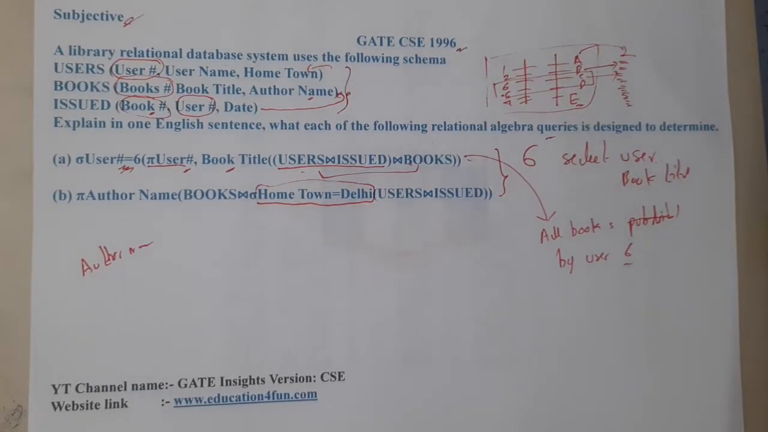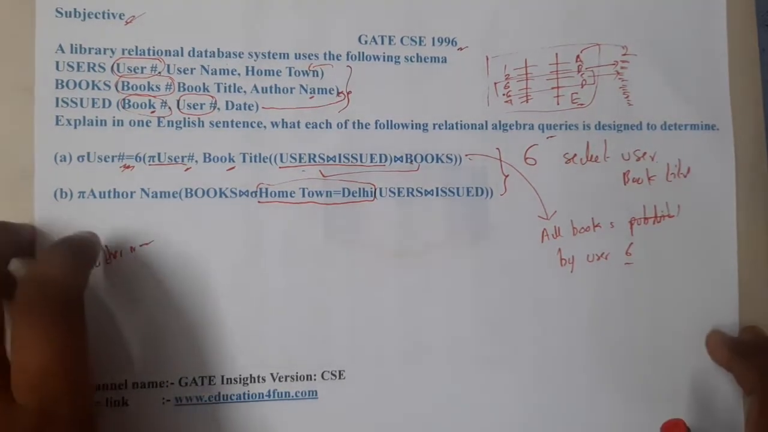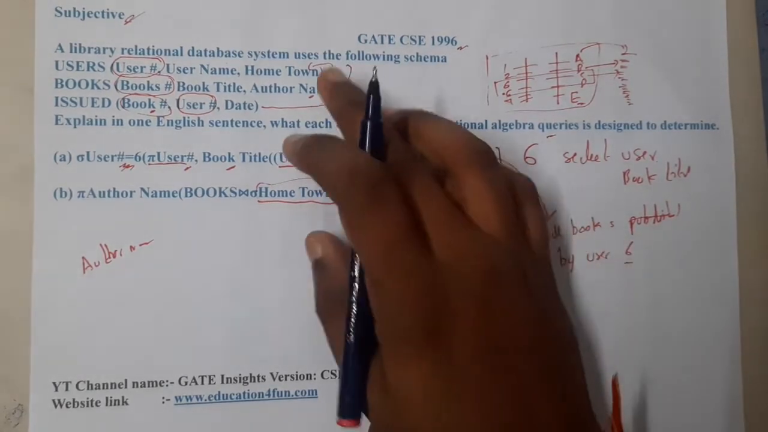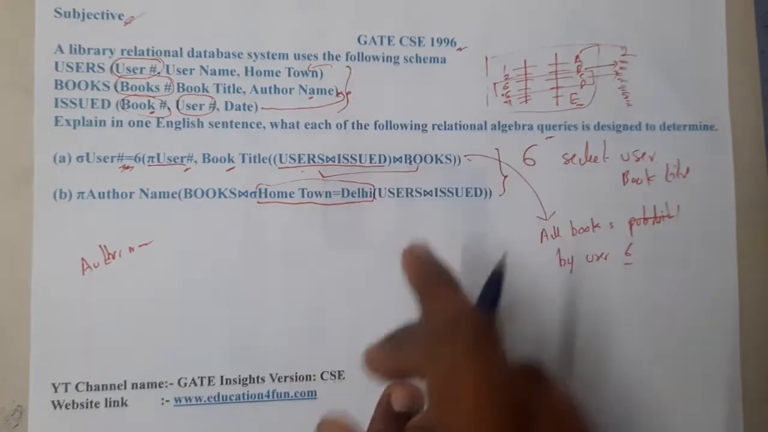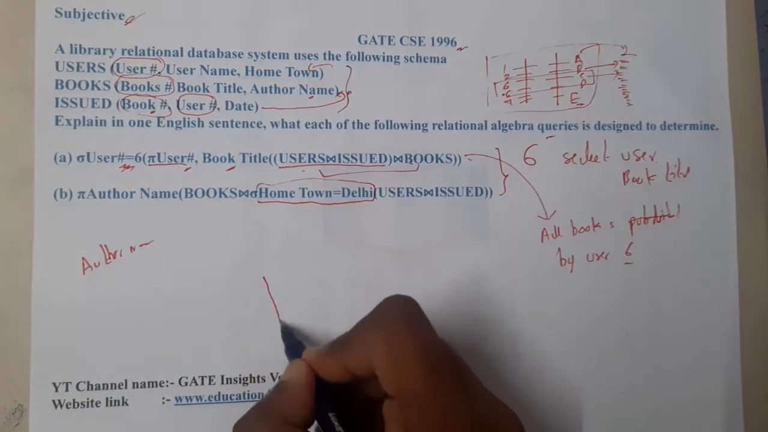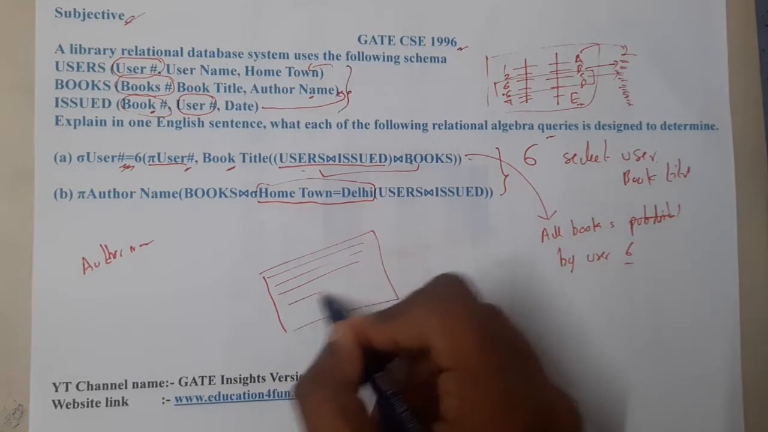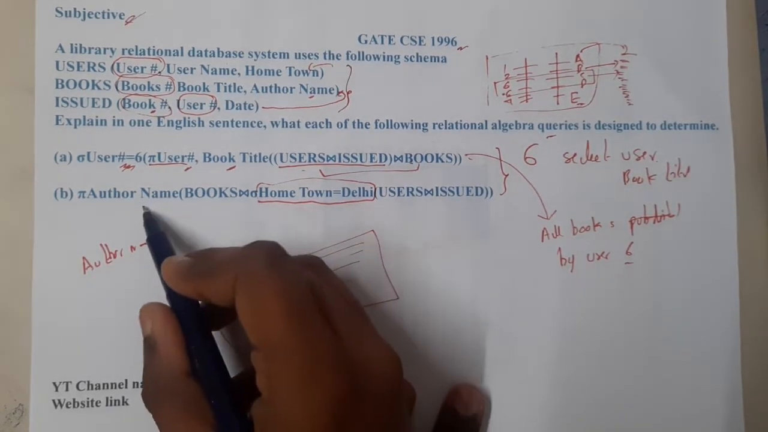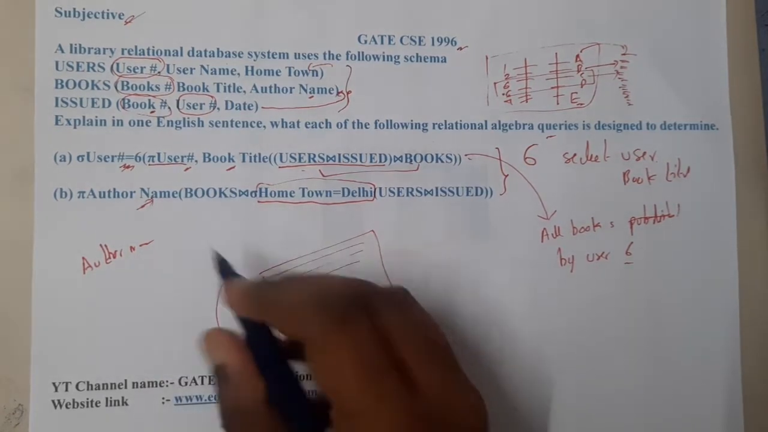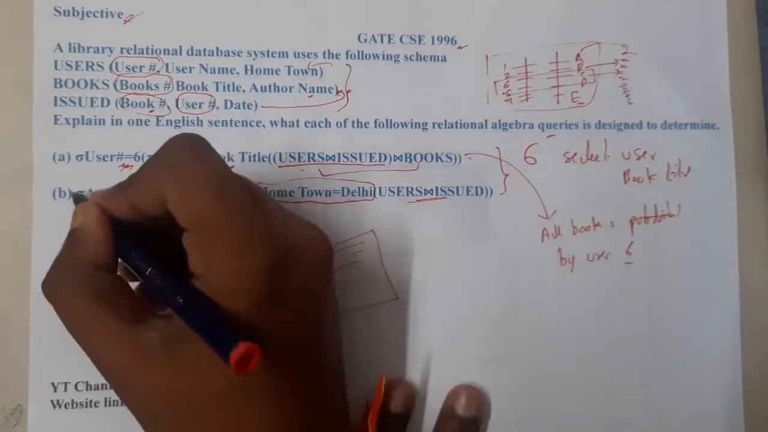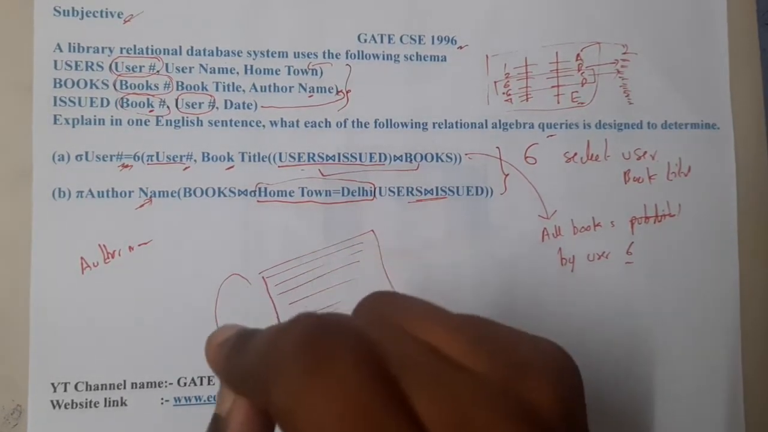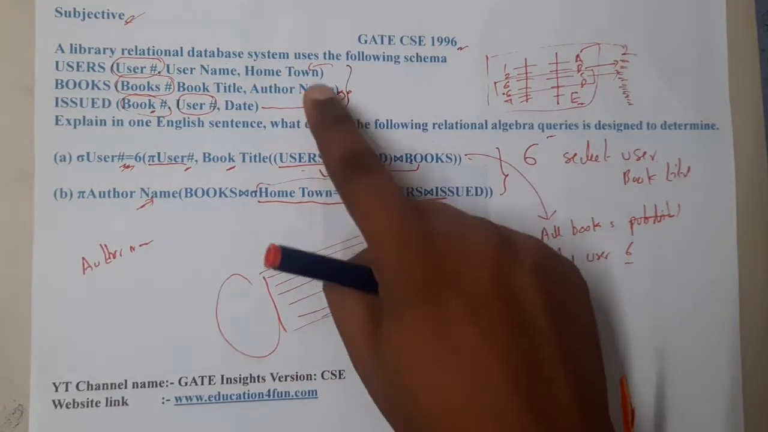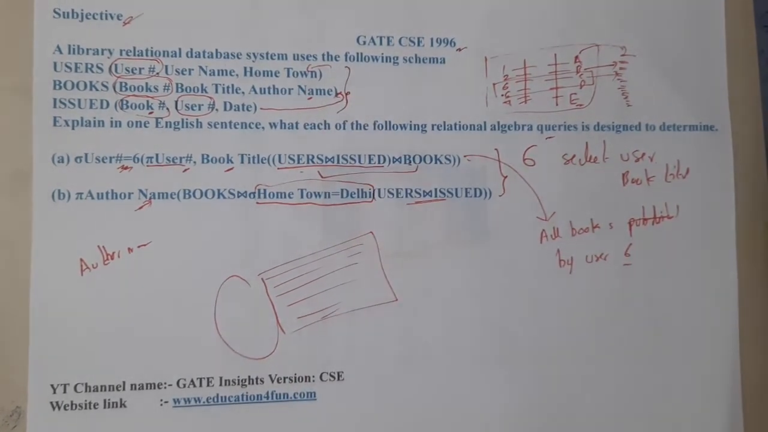So what are we trying to do, guys? I think everyone understood this. First of all, we are selecting with respect to hometown, so users based on hometown Delhi. All the users who are located in Delhi, those people took which books, and who is the author of that book is what we are printing. So I think everyone can write down the query for that. We are trying to print all the author names of books issued by users whose hometown is Delhi. That's what we are trying to get.